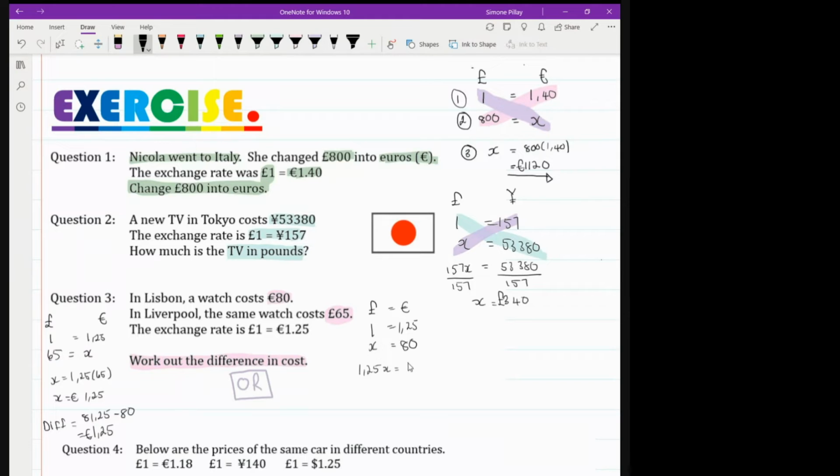We're going to get 1.25x is equal to 80. We're going to divide both sides by 1.25. And what are we getting? We should be getting 64. And Abu is in the chat with the correct answer, 64. And then you can calculate the difference. You would have said the difference is equal to 65 that we got from there minus my 64. And it gives me £1.